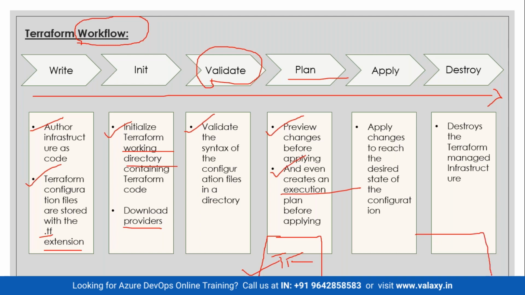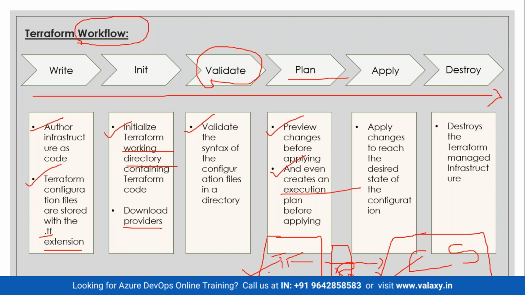Then you got something called current state. Current state is basically what exactly is already created. Like suppose you're creating a resource group. This plan will go and check if the resource group is created or not. If the resource group is not created, it will give you an execution plan that the resource group will be created. That is the execution plan it will be giving you.